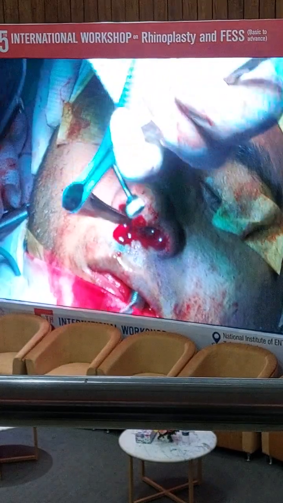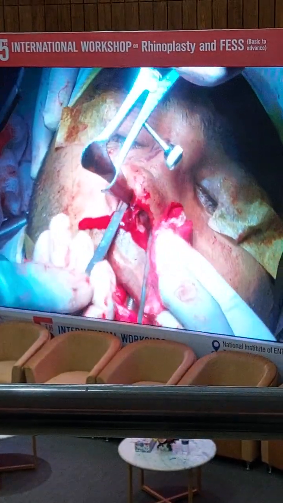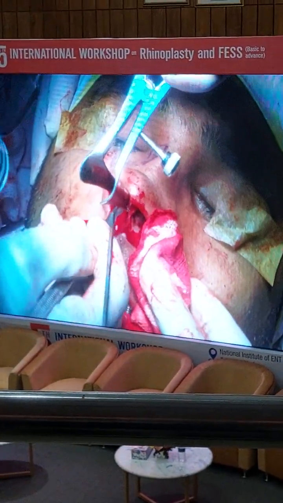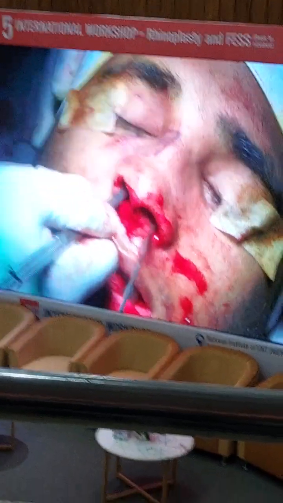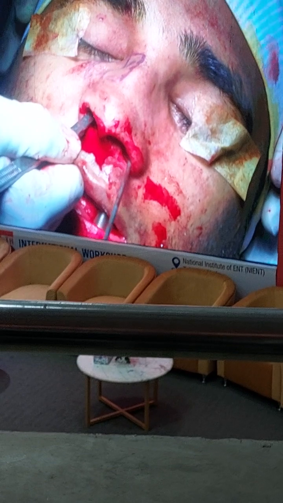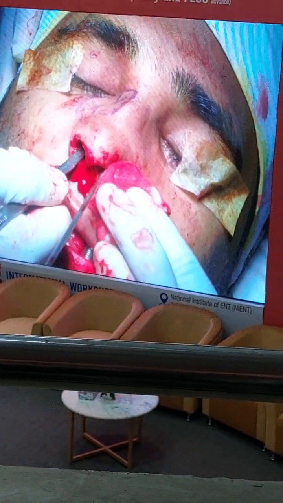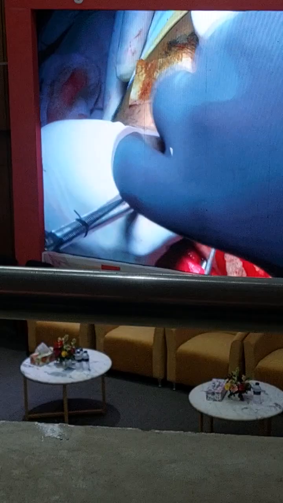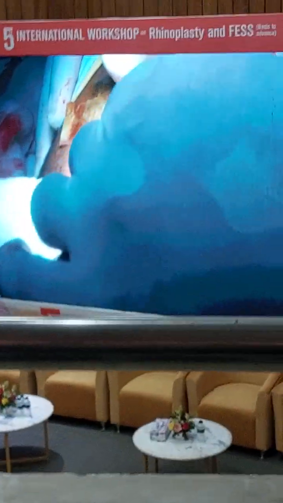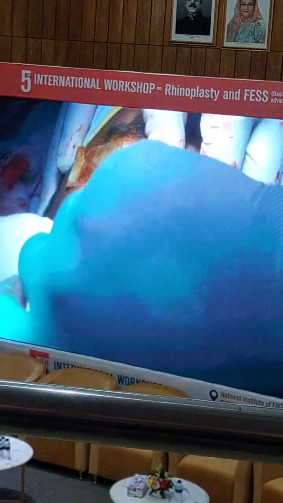So can we stop the bleeding? This is the usual bleeding in the osteotomy. Usually in the rhinoplasty my patient's BP is 80 systolic, that is good. Do you use isolated diaphragm to stop bleeding? Nothing, no need. Also we use the cold saline.